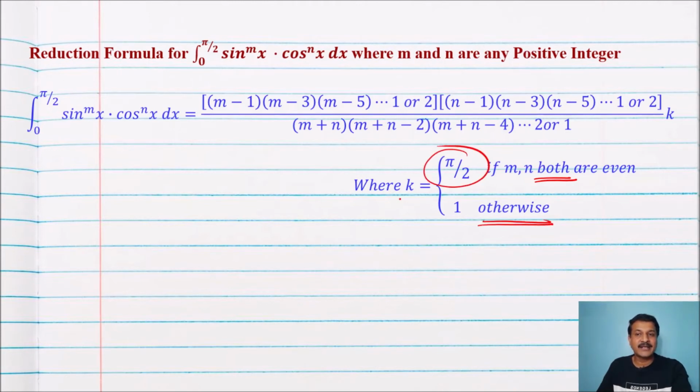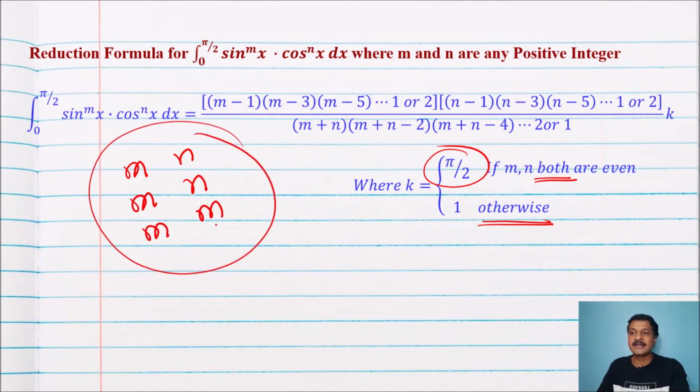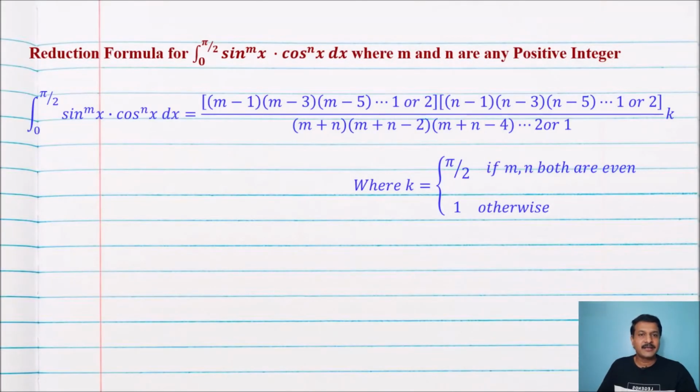Otherwise it is 1. It means the other cases are: if m is even and n is odd, if m is odd and n is even, and if both are odd. In these cases we have to put k equal to 1. Now note that here we have the reduction formulas for sine, cos and the multiplication of sine and cos.